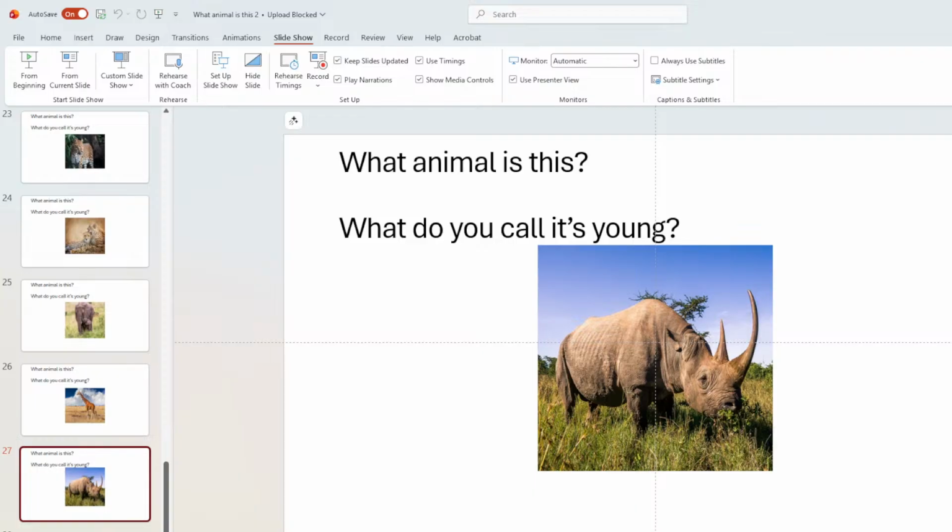Right, what do you call the animal on your screen? It's known as what? All right, so that's a hippo. That's a hippo. The young one of a hippo is known as what? What do we call the young one of a hippo?